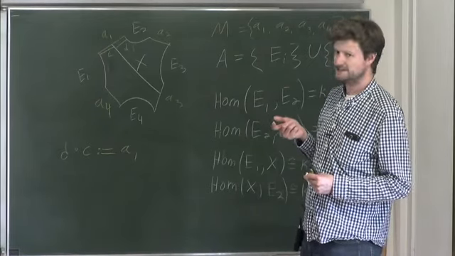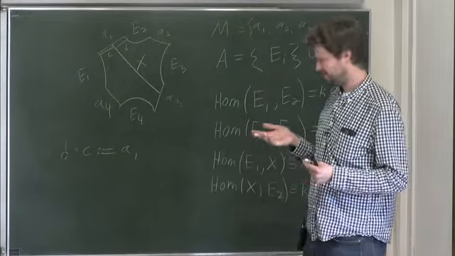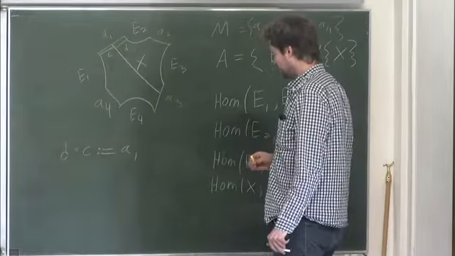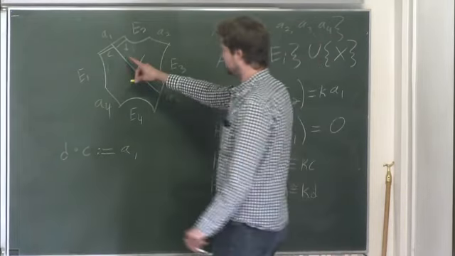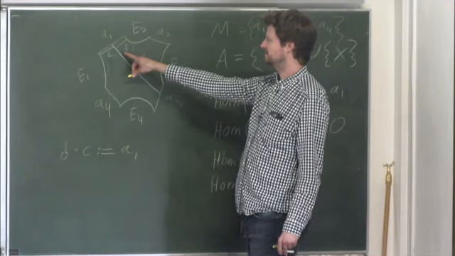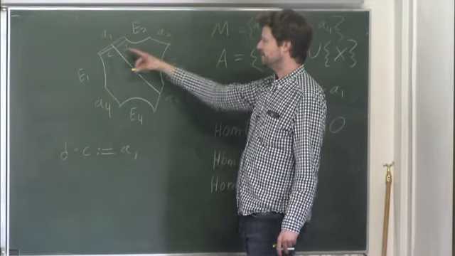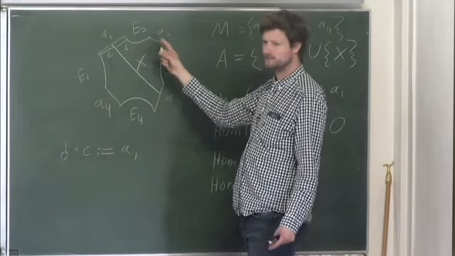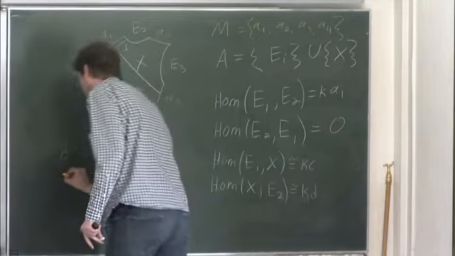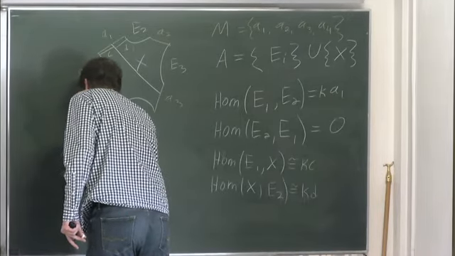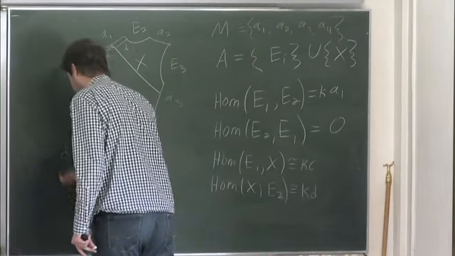Sometimes that doesn't make sense, and if it doesn't make sense, the composition is defined to be 0. For example, D goes from X to E2, and A2 goes from E2 to E3, but I can't compose the boundary paths, so their composition is just defined to be 0. So A2 composed with D is defined to be 0.